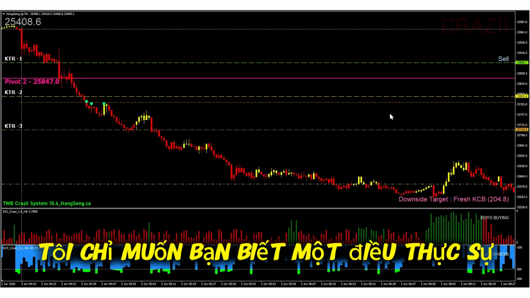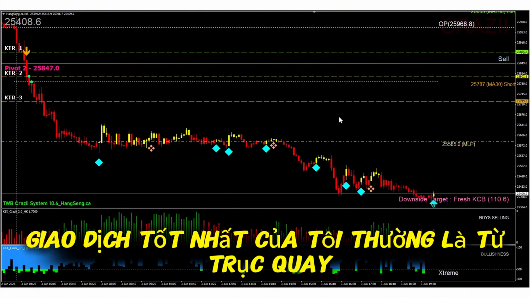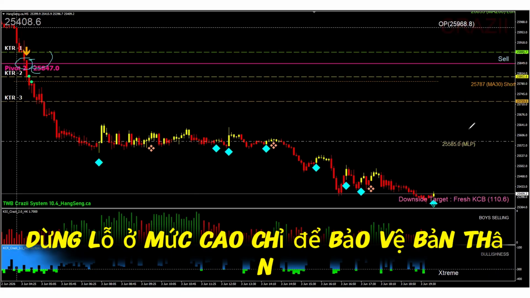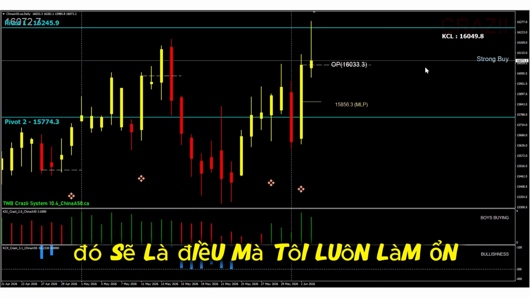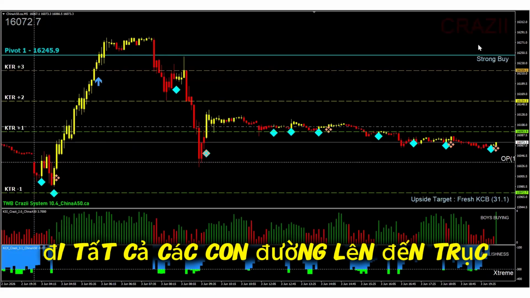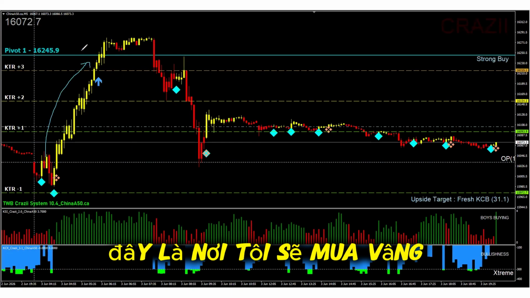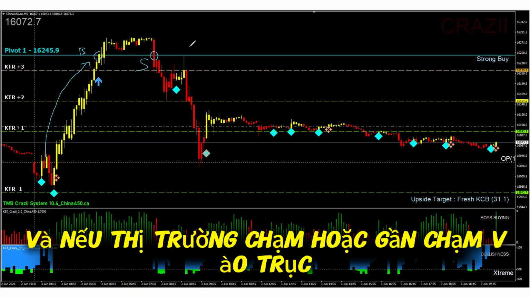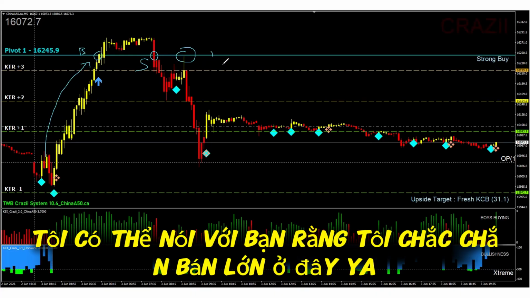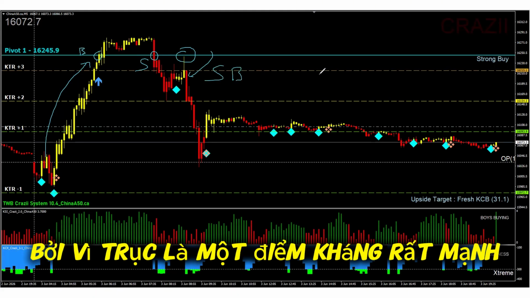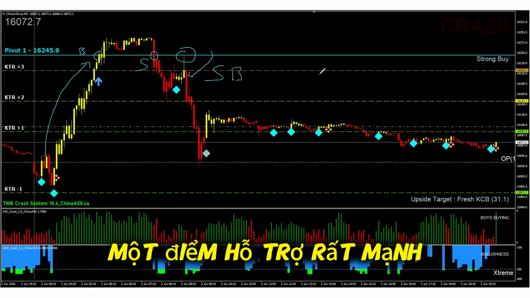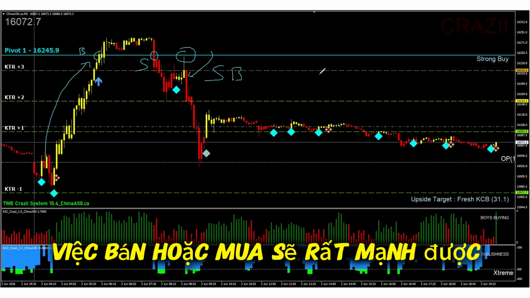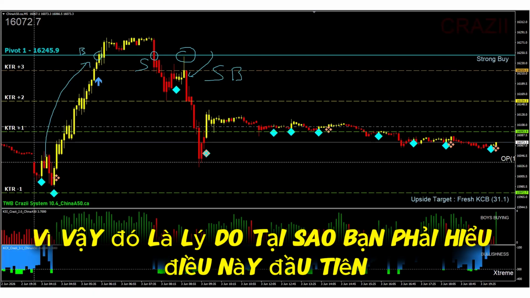Okay guys, I just want you to know one thing. Really, my best trade is usually from the pivot. When the market breaks a pivot, I will sell, and put a stop loss at the high just to protect myself. That is something I always do. If the market goes all the way up to the pivot like this, this is where I will buy, because it's above pivot. But once it goes below pivot, I definitely sell. And if the market touches or nearly touches the pivot, I can tell you I definitely sell big over here, because the pivot is a very strong resistance point and a very strong support point. If the market touches it and is rejected by it, the selling or the buying will be very, very strong. So that is why you must understand this first.